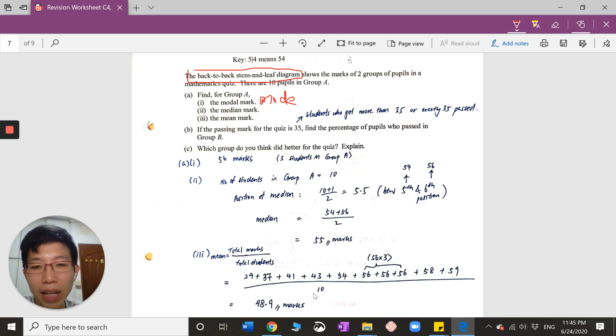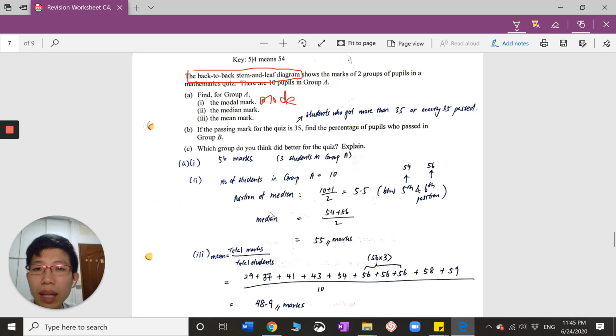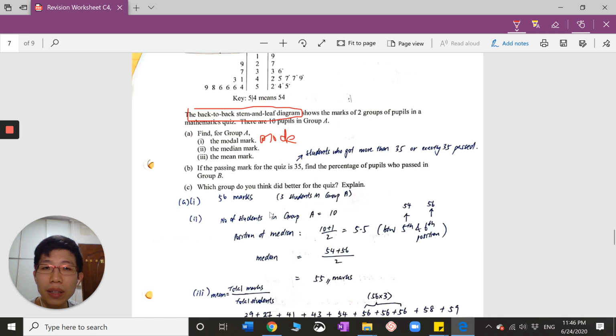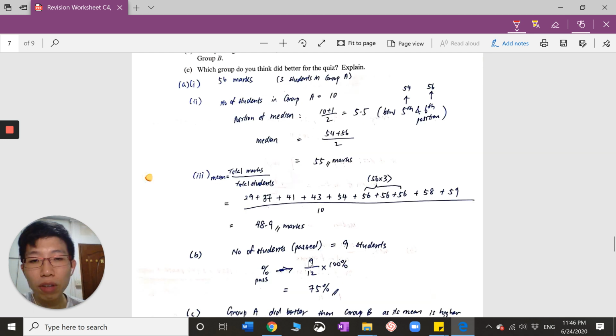So for part B, they say if the passing mark for the quiz is 35, find the percentage of students who pass in group B. So you need to count the number of students who got more than 35 or exactly 35 marks. So in this case, there are 1, 2, 3, 4, 5, 6, 7, 8, 9. There are 9 students. So I take 9 over 12 because there are 12 students in group B, times 100%, which gives me 75%.